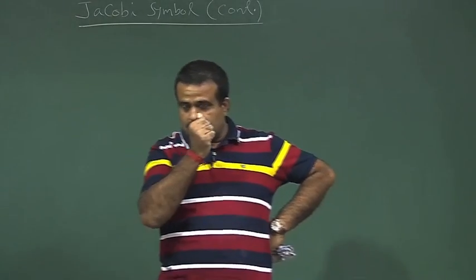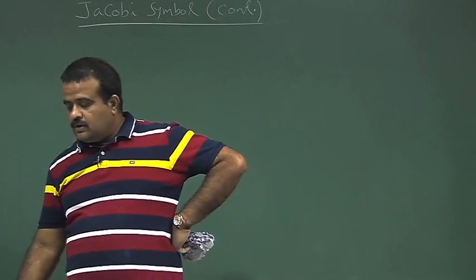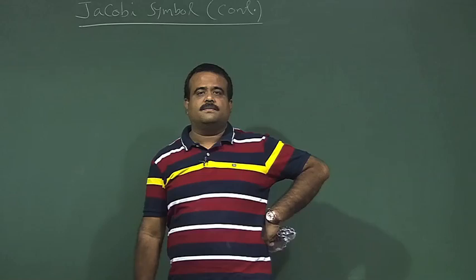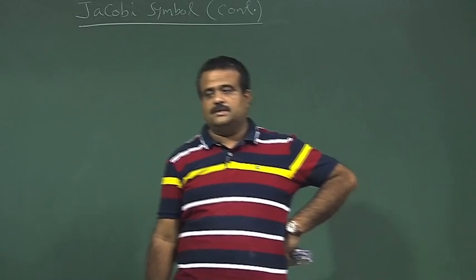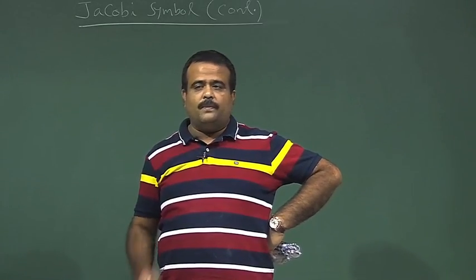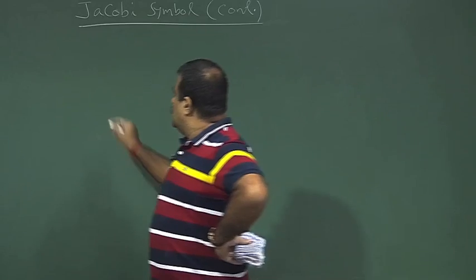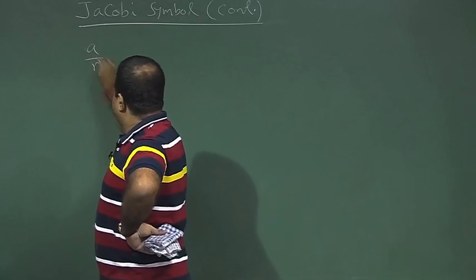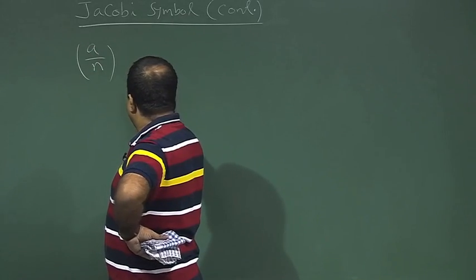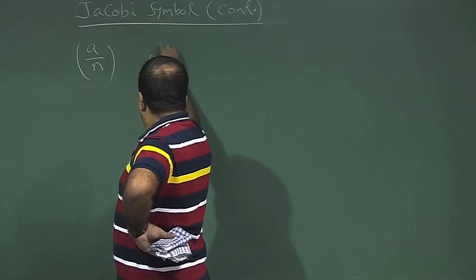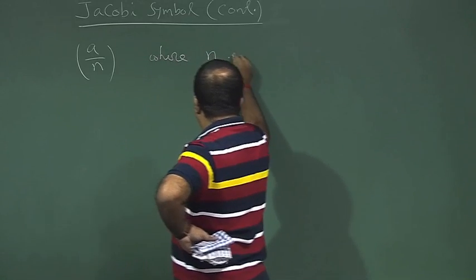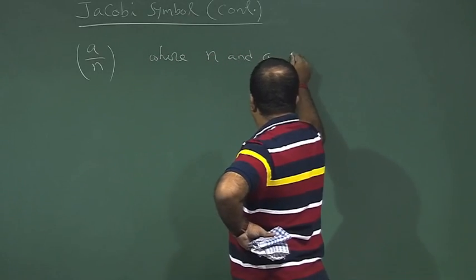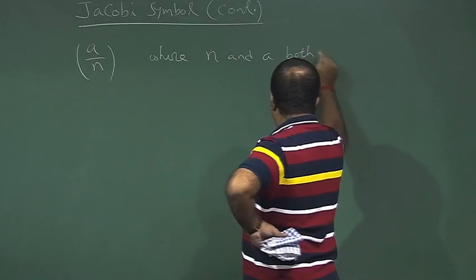Okay, so we will continue the Jacobi symbol. In the last class we have seen some of the properties of the Jacobi symbol. Using those properties we have to calculate a by n, where a and n are both any integers. Then it is the Jacobi symbol.